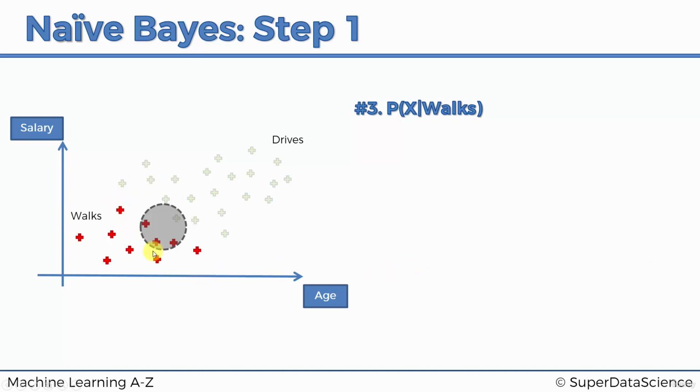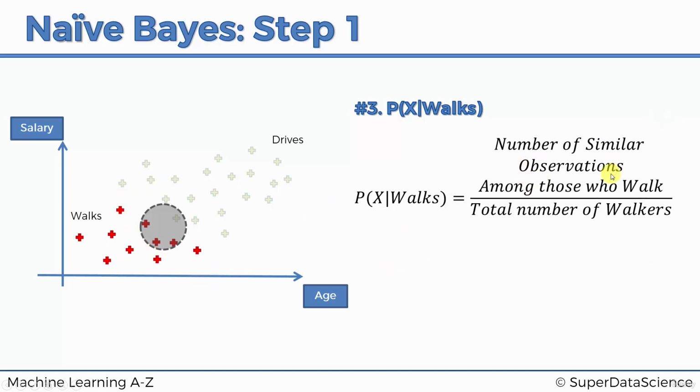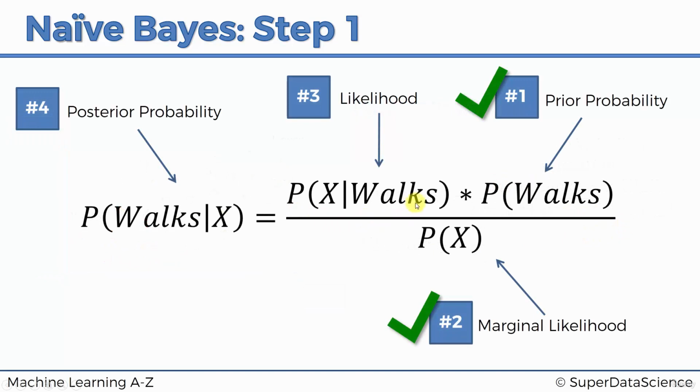Now that we know how all of this works, it's basically the number of similar observations among those who walk to work. So the number of red dots that actually fall inside this gray circle, that's 3, divided by the total number of walkers, so the total number of people who walk to work, and that is 3/10. There we go. So that's our likelihood of somebody exhibiting the features similar to the data point that we're about to add, given that we're only selecting among the red dots. So that's 3/10, and that was our likelihood.